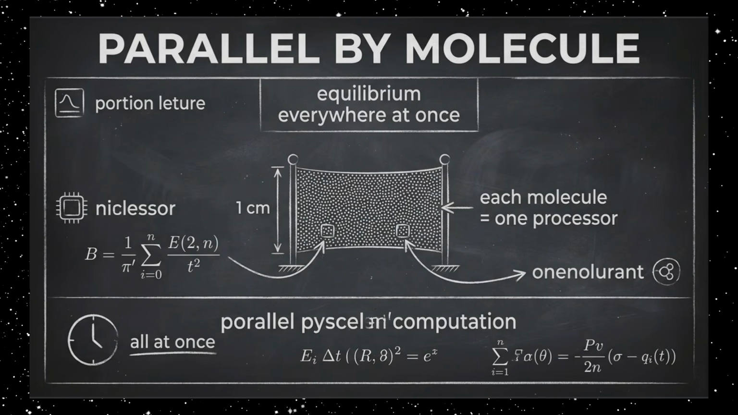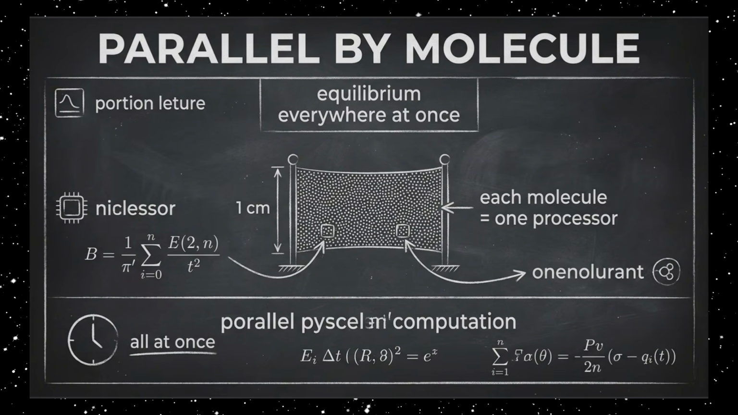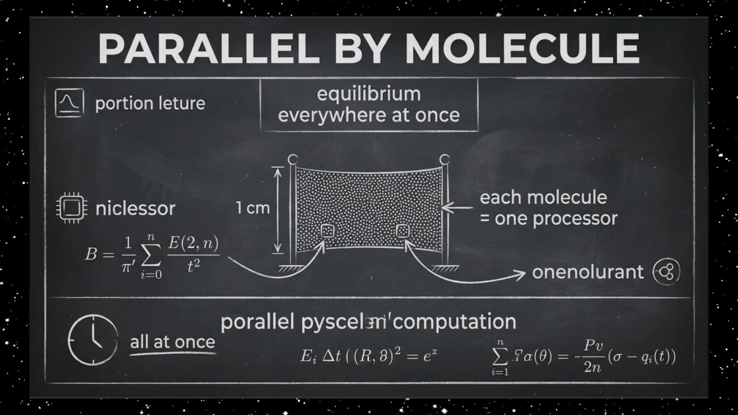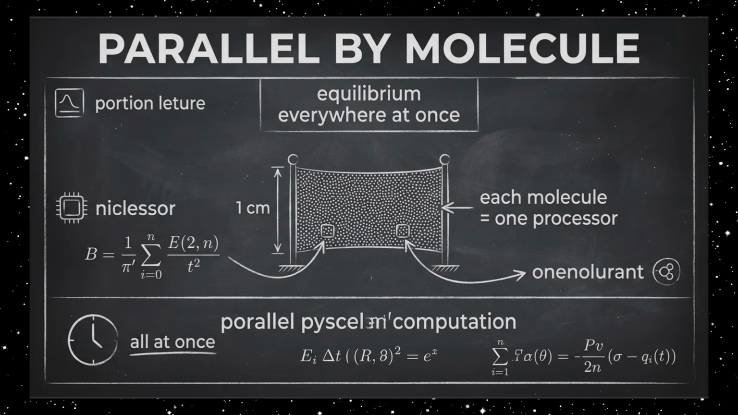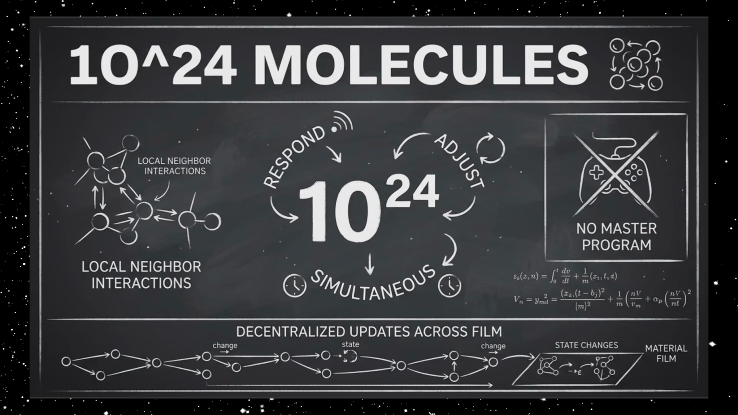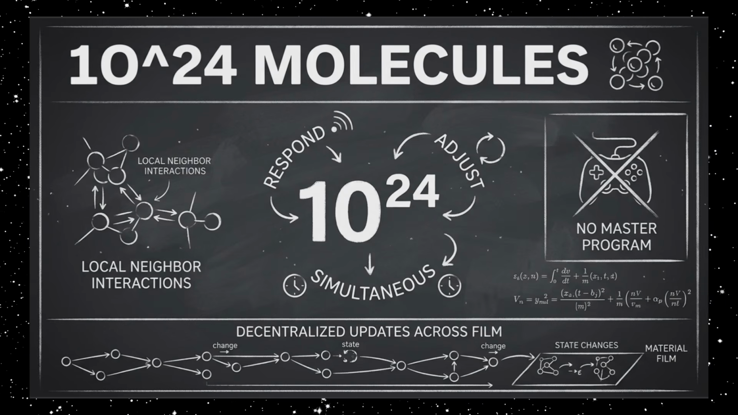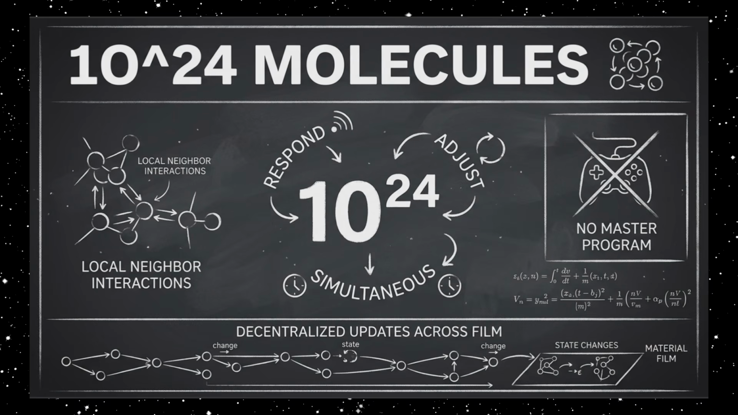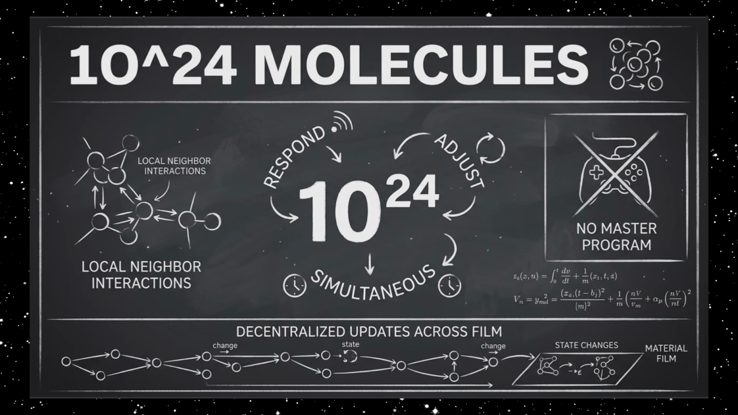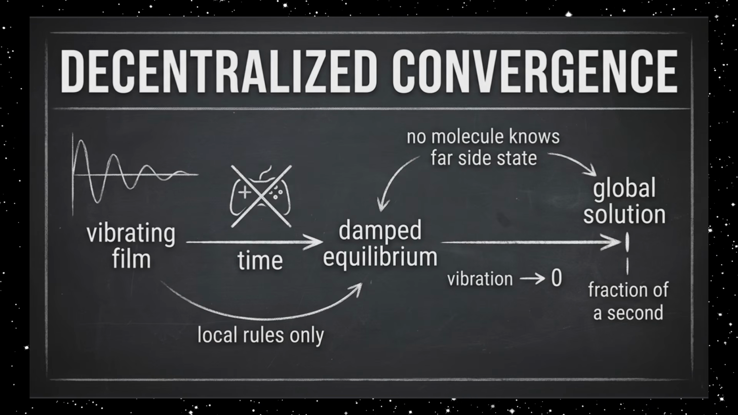And the soap film finds local equilibrium everywhere, all at once, in parallel, with as many processors as it has molecules. Think about the sheer scale of that parallel computation. A soap film 1 centimeter across, stretched between a few pins, contains something on the order of a trillion molecules, each one responding to its neighbors, each one adjusting its position, all of them doing it at the same time. There's no central controller, no master program directing the process, no molecule that knows what the other molecules are doing on the far side of the film.